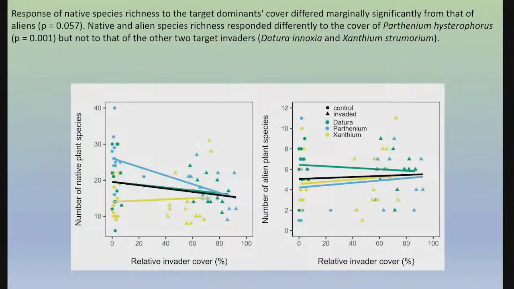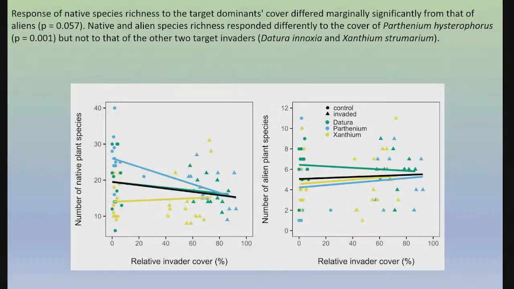Here on this graph, on the left part you can see the response of native species richness to the aliens' cover, while on the right you can see the response of alien species richness to the cover of our target species, because of course there were other aliens present in the plots or in the vegetation that we sampled.